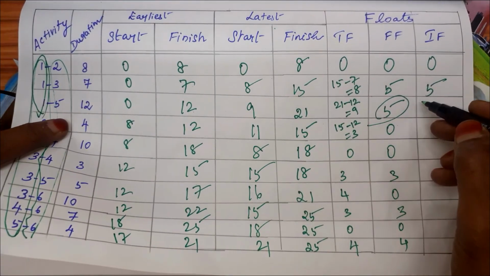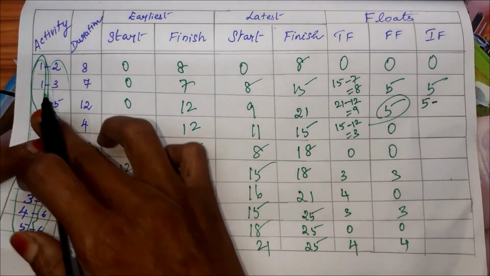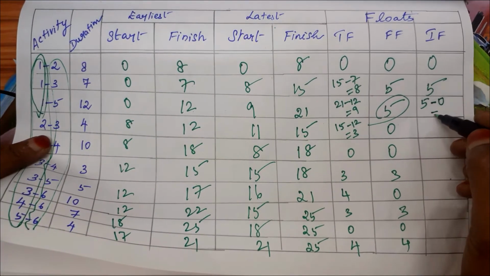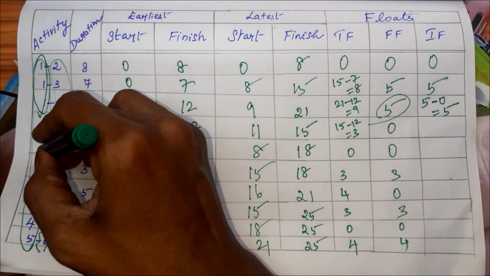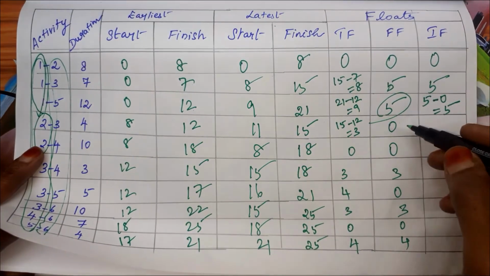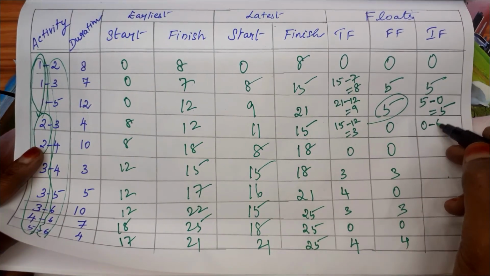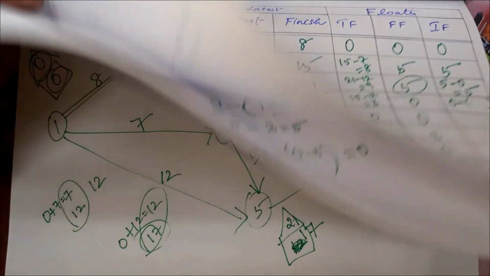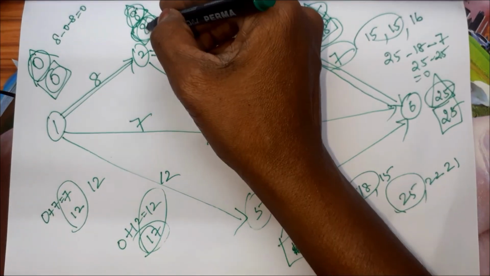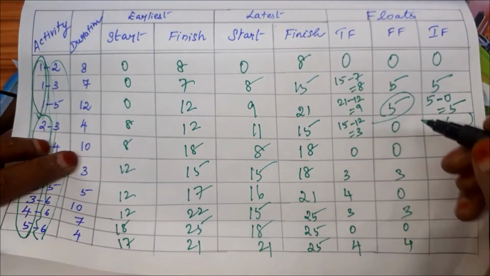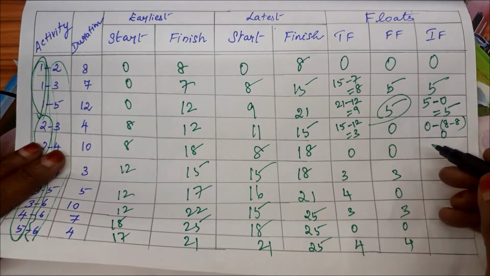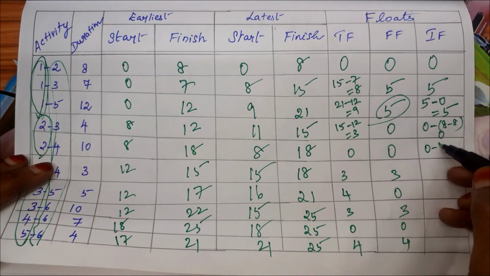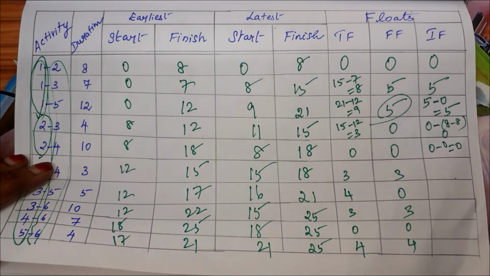For this also, 5 minus, for 1 already we got that as 0. So 5 minus 0, 5. Okay, for this 2 we have in two places, no? So for these two, 0 minus, within brackets, for 2, what we have in the diagram, 8 minus 8, 0. So it is 8 minus 8, 0. So it is 0. For this also, 0 minus 0, which is 0.